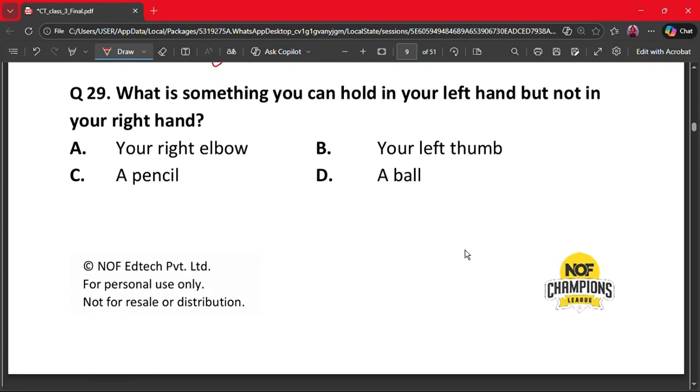Our next question, question 29. What is something you can hold in your left hand but not in your right hand? A. Your right elbow, B. Your left thumb, C. A pencil, and D. A ball. The correct answer is option A. Your right elbow. You cannot hold your right elbow with your right hand.